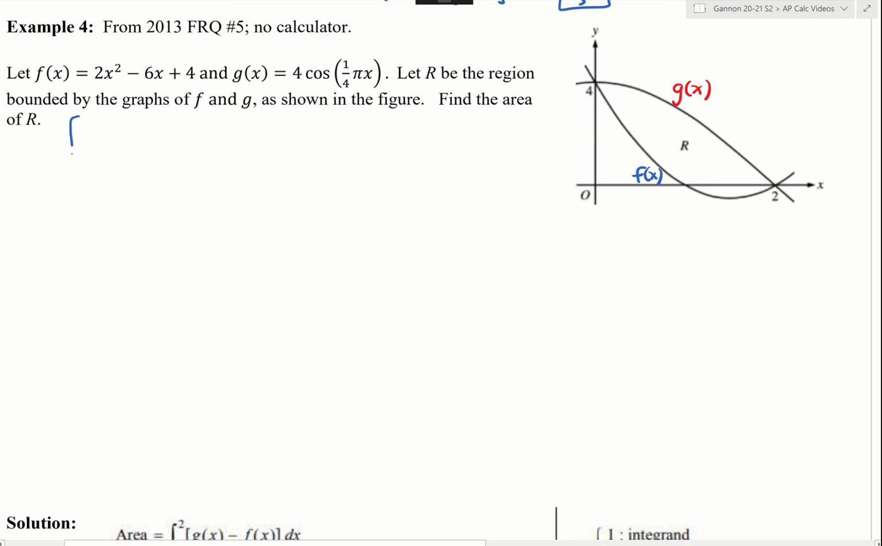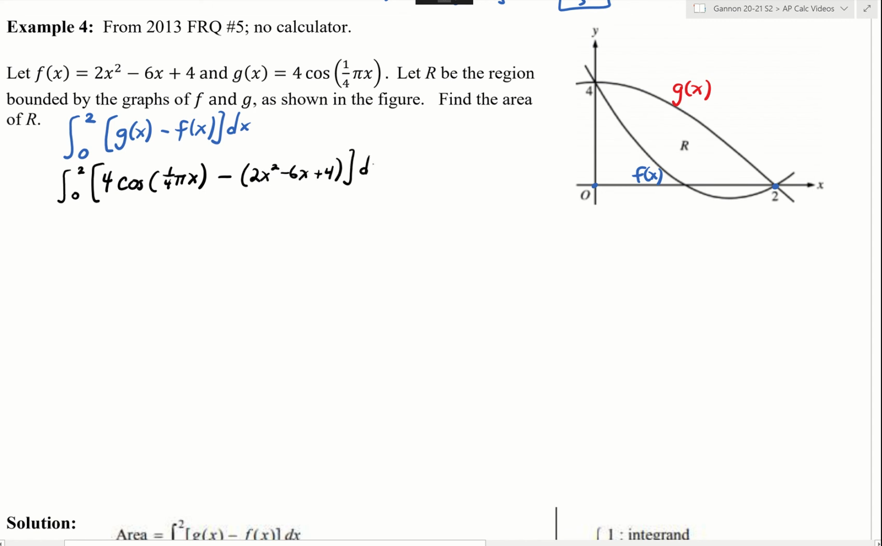All right, so we're going to go ahead and set up the integral. So in terms of x, we're going to start at 0 and end here at 2. All right, and it's going to be top function g of x minus bottom function f of x with respect to x. Now, since we can't use a calculator, we're going to need to go ahead and plug in those functions. So we've got 4 cosine of 1/4 pi x minus, and that's going to go in parentheses, 2x squared minus 6x plus 4. And all of that is being integrated with respect to x, at least for now.